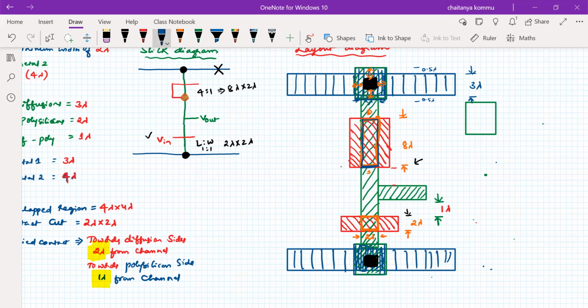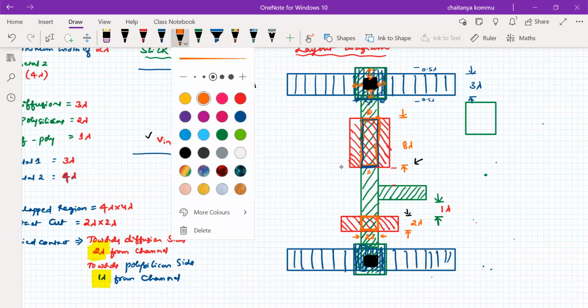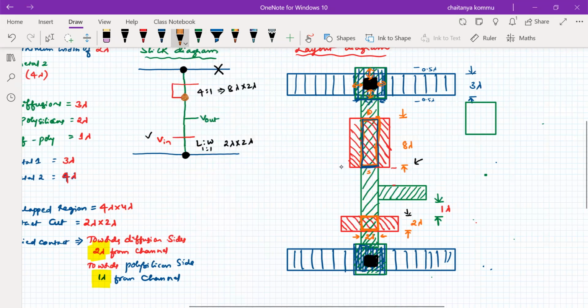So what we define is that when we have a buried contact towards the diffusion sides, 2 lambda we have to maintain. I'm talking about the overlap region size. The overlap region size should be from the channel edge in all the directions of the diffusion, 2 lambda we have to maintain. So I have to take brown color, right? So this is the brown color.